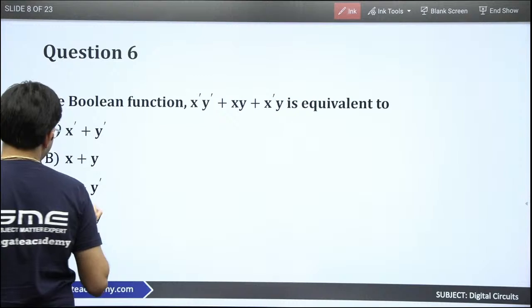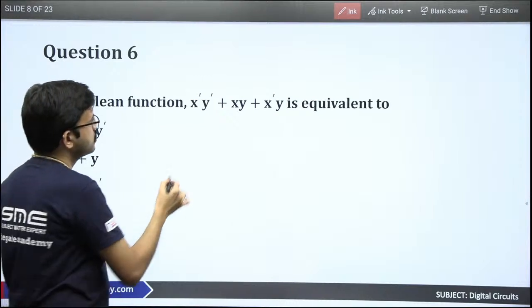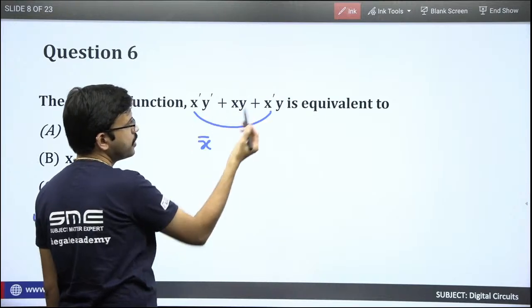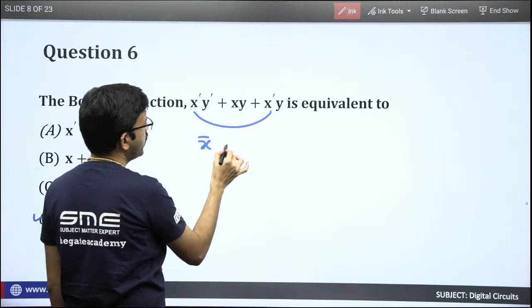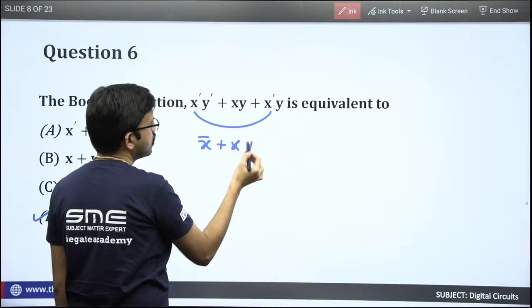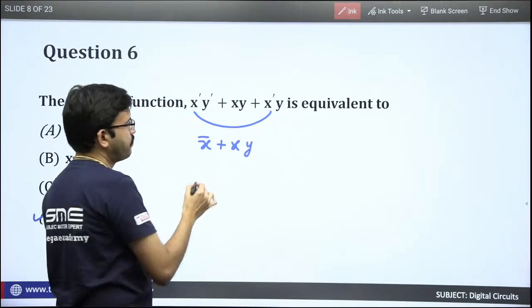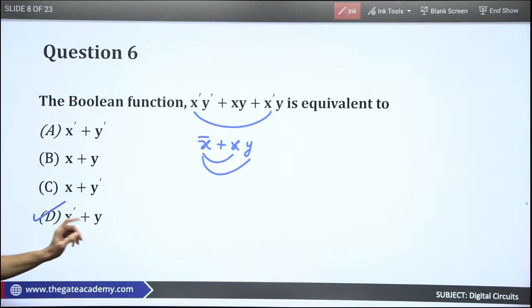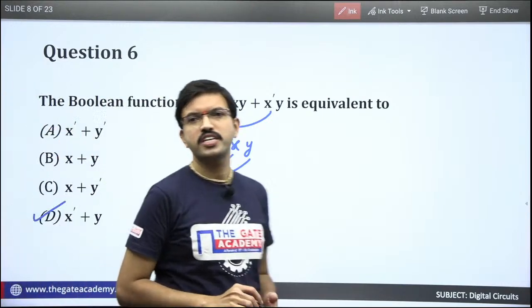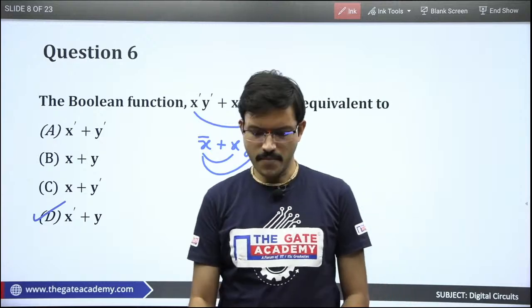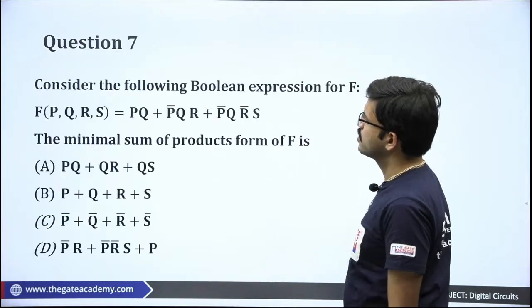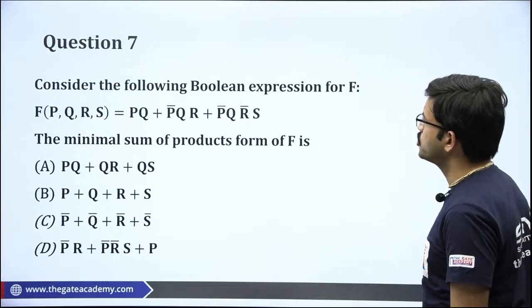Option D is the correct one. See, from these two you can take x bar as common, then y bar plus y is 1, and write the middle term. Now you can apply the distributive law, right? x bar plus x is 1, so you will get x bar plus y, x bar plus y, by using the distributive law. Yes, very good Meghna, very good. Next question, this is also related to simplification only.